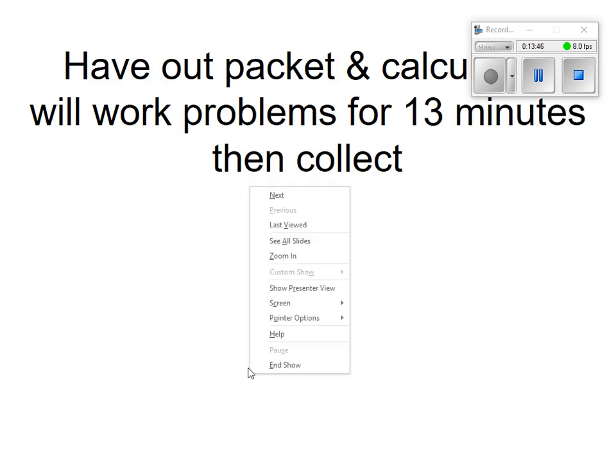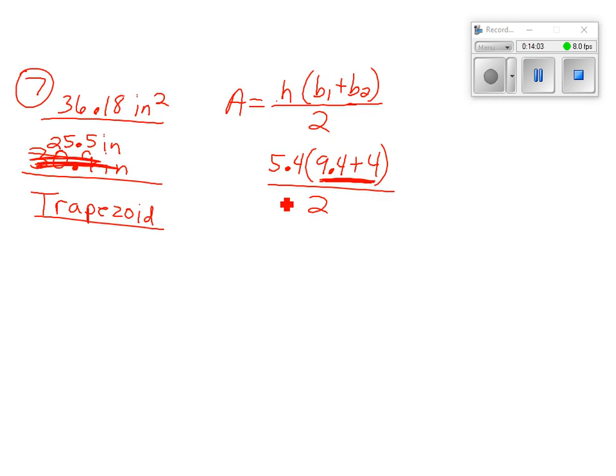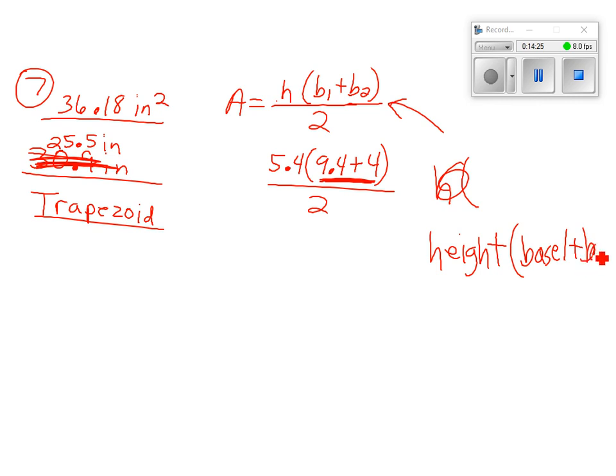I found the perimeter, I don't know what number is that. I have a question. Why did we do A1 and A2 and this B1 and B2? Because their letters don't correspond with our formula. I should have written this. Height times base 1 plus base 2.